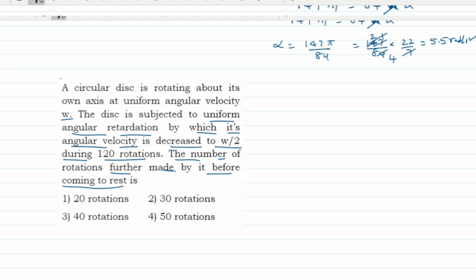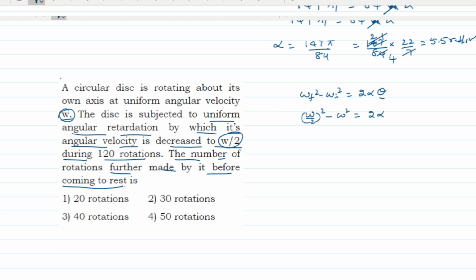So before it comes to rest, how many rotations is it going to complete? You know the basic formula, students. Omega final whole square minus omega initial whole square is equal to 2 into alpha into theta. In the first case, the initial angular velocity is omega, and it decreases to omega by 2. So the final angular velocity is omega by 2 whole square minus the initial angular velocity omega square, which equals 2 into alpha into theta.